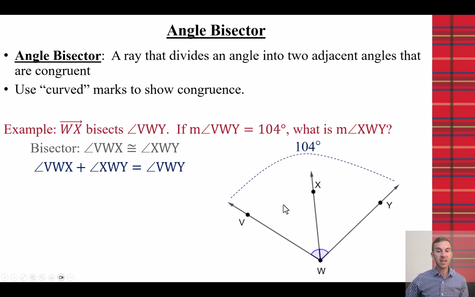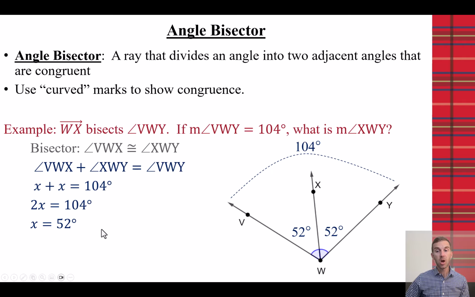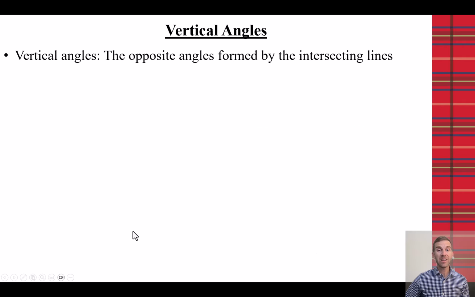But since they're the same, if I label one as x or some unknown, the other one is also x. So 2x equals 104 degrees, which means each of those angles has to be 52 degrees, which means that XWY is 52 degrees.